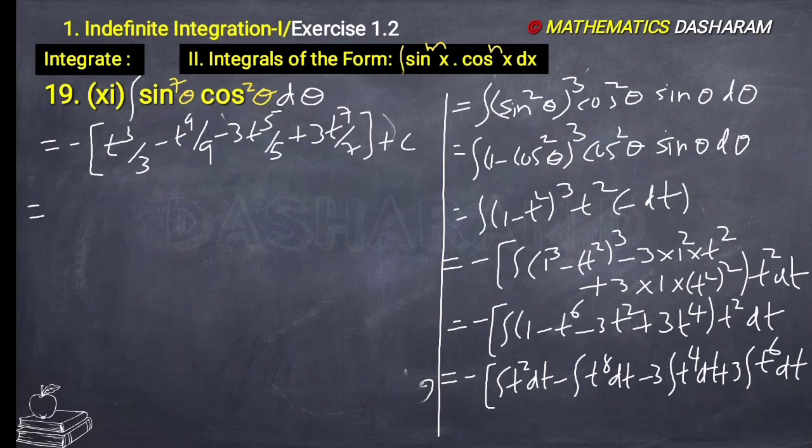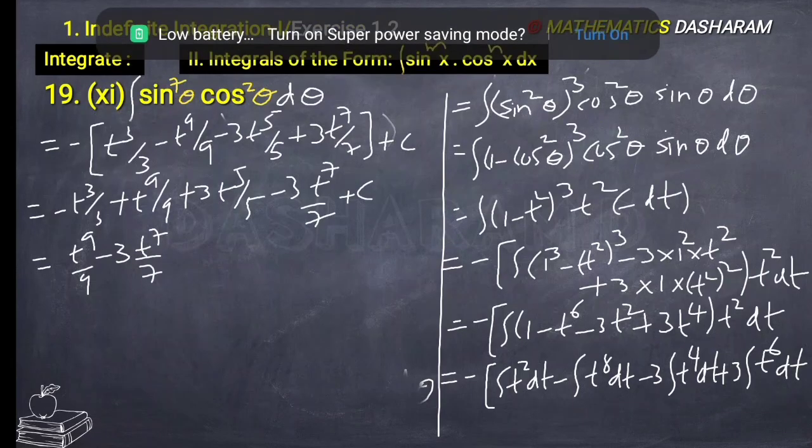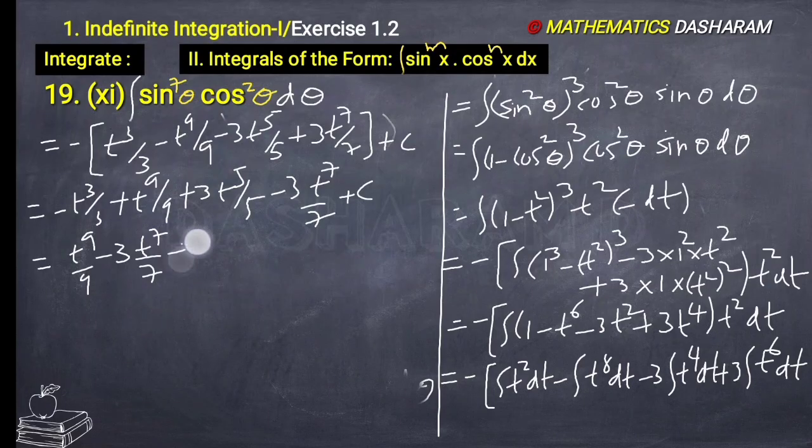Now substitute the t value. Before that, minus multiply inside, so minus t cube by 3 plus t to the power of 9 by 9 plus 3 into t to the power of 5 by 5 minus 3 into t to the power of 7 by 7 plus c. So it is equals to t to the power of 9 by 9 minus 3 into t to the power of 7 by 7 plus 3 into t to the power of 5 by 5 minus t cube by 3 plus c.